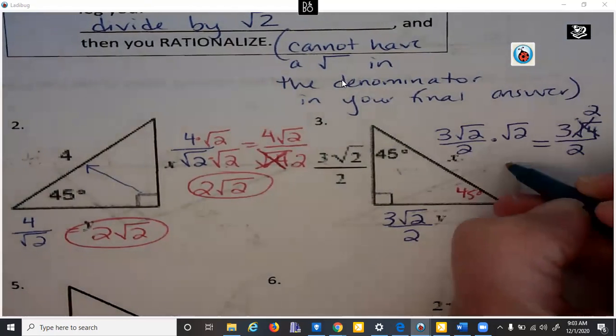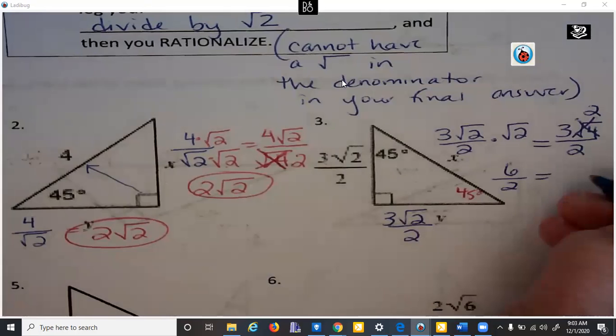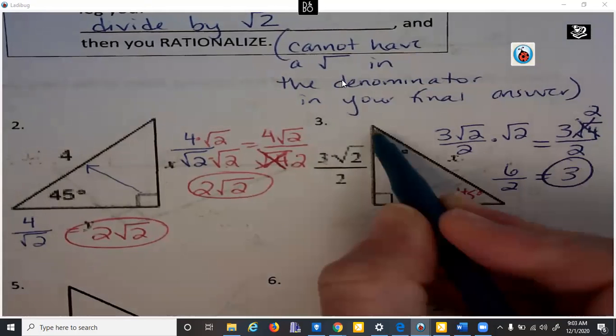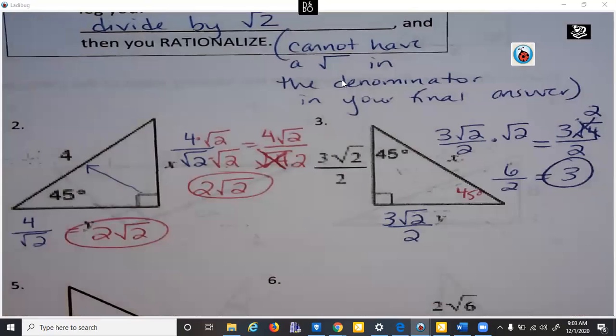6 over 2, which gives you what? 3. So the hypotenuse is 3. Okay.